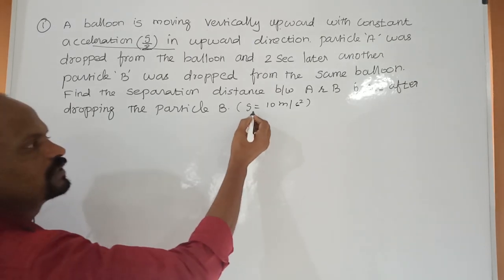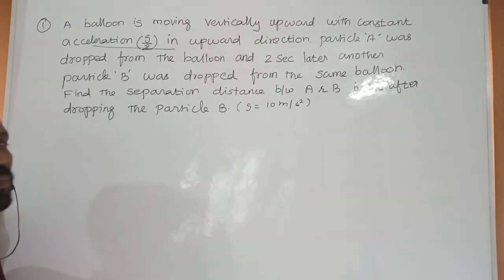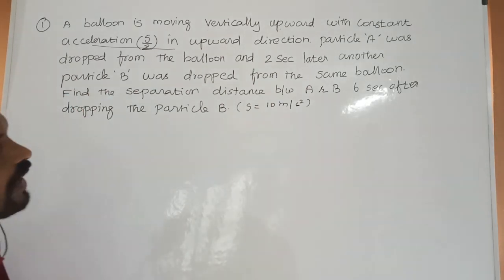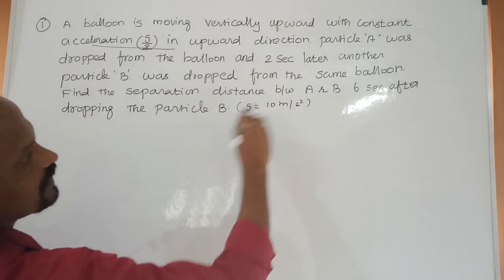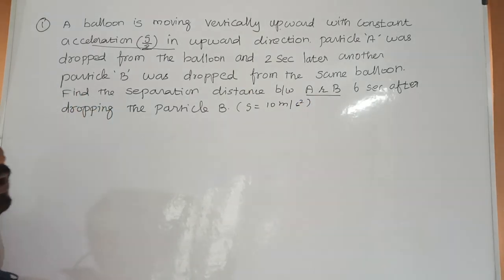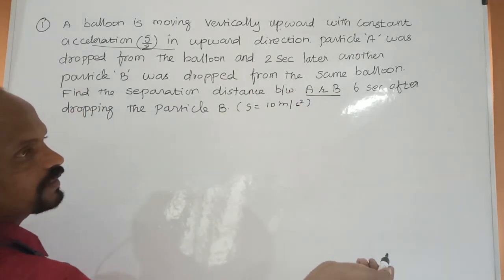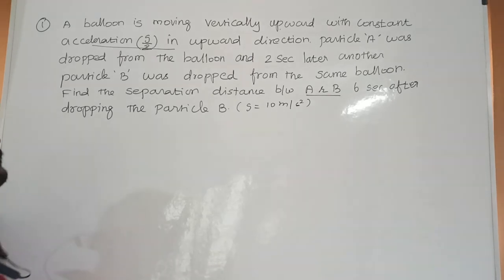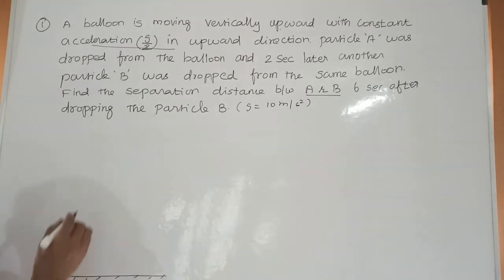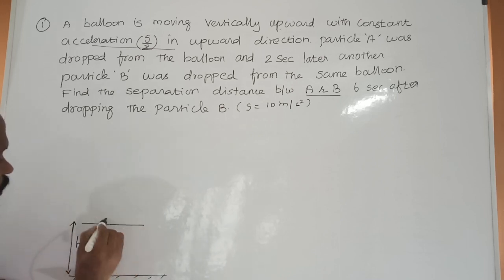Here in this question, the value of g is given: g equals 10 meters per second squared. So we have to find the separation distance between A and B 6 seconds after particle B is dropped from the same balloon. Here this is the ground. From the ground, at a certain distance h1, the balloon is here.